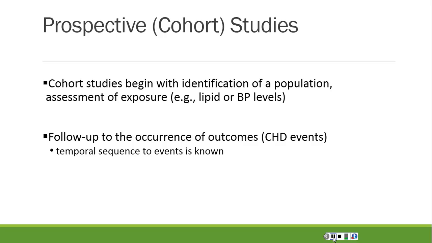Another type of observational study design, one that you may see commonly in the literature, is prospective cohort studies. Cohort studies begin with the identification of a population and assessment of the exposure. For example, lipid or blood pressure levels in a population, and then following them for cardiovascular events. The temporal sequence to these events is generally known.